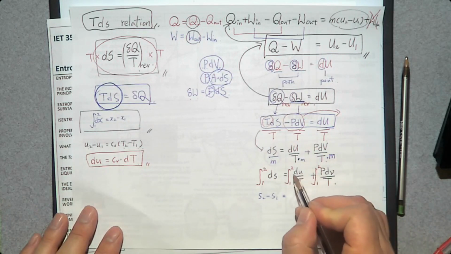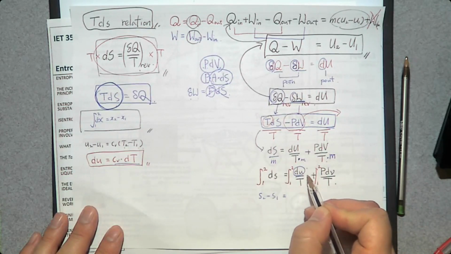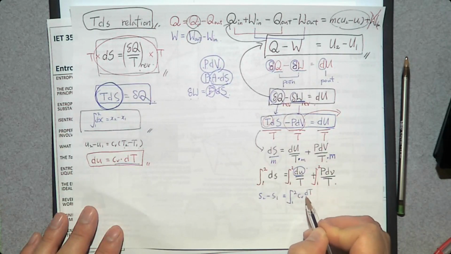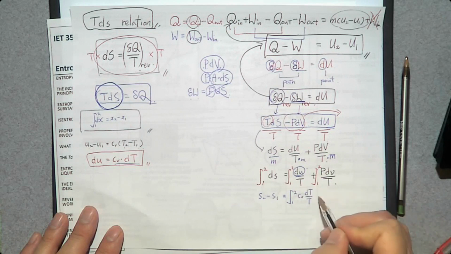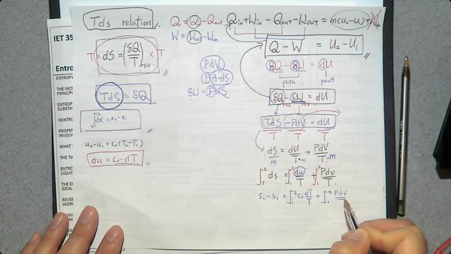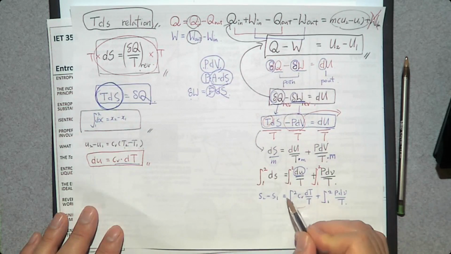Now there's a du. Then can we say this du is Cv dT? Yes. So it's going to be the integral from 1 to 2 of Cv dT over T plus the integral from 1 to 2 of PdV over T. Now, can you integrate this one?